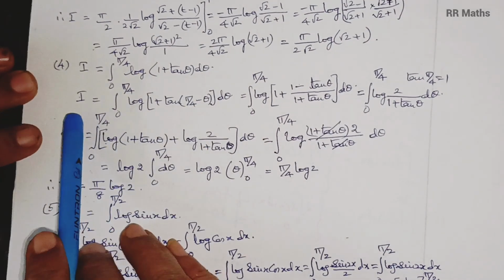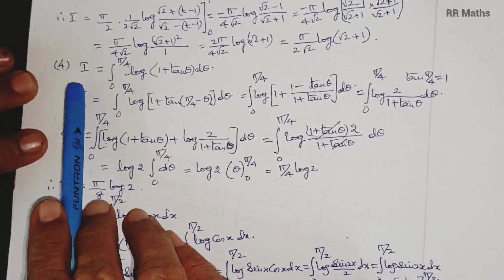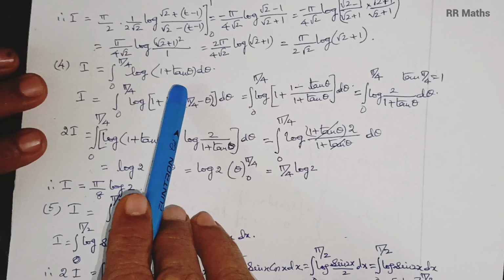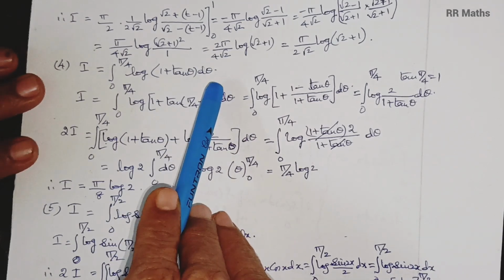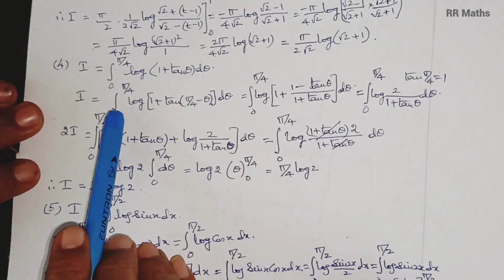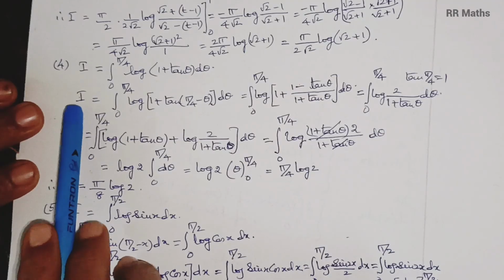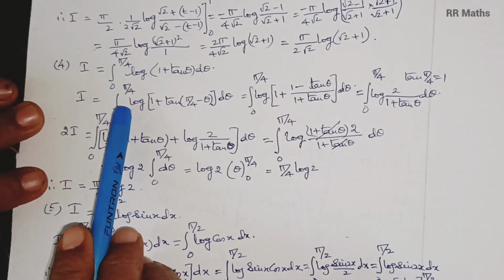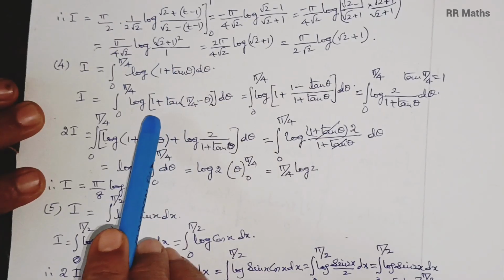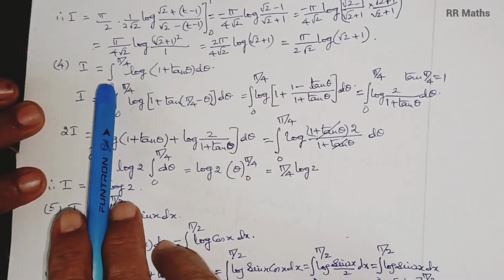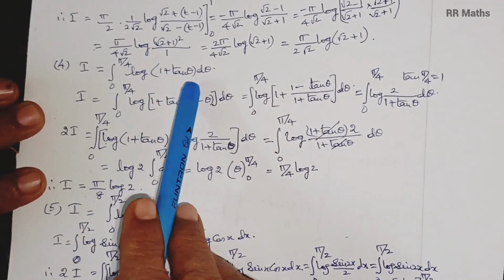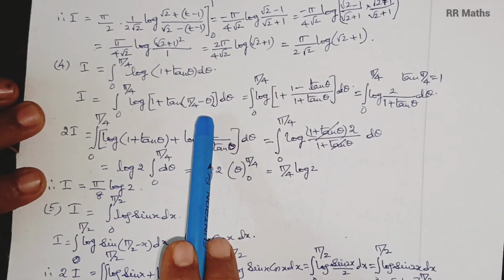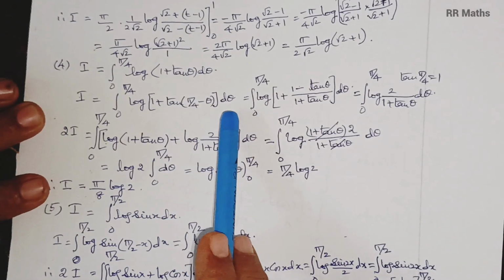As usual, I call the integral as I. So I is equal to integral 0 to pi by 4 log of 1 plus tan theta d theta. I use the same property of f of a minus x. So changing the limits, I now becomes I is equal to integral 0 to pi by 4 log of 1 plus, instead of theta I will use pi by 4 minus theta. So it is 1 plus tan of pi by 4 minus theta into d theta.